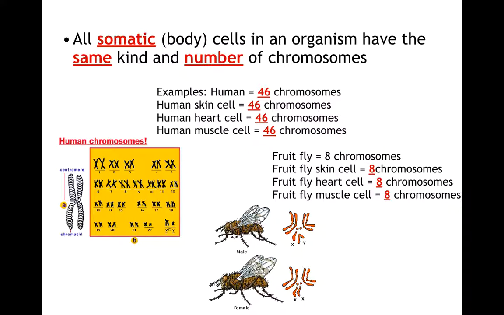So this slide is a repeat from the previous video, but I just want to make sure that we hit on somatic cells. I don't think it was formatted quite right. Somatic cells are also known as body cells in an organism. They have the same number of chromosomes. So regardless of it being skin, heart, or muscle, in this case there are all 46 chromosomes. Fruit flies, in their skin, heart, muscle, they all have 8 chromosomes.